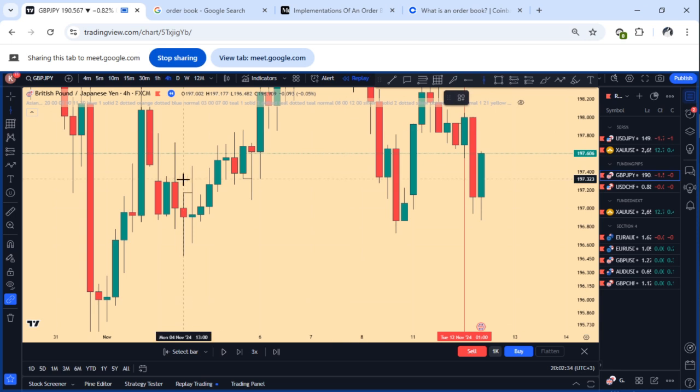Let me just fix this. This one was the weakening point. Let's increase that one. Weakening point. Let's shift to 15 minutes.